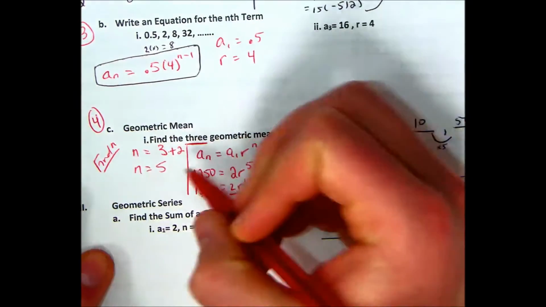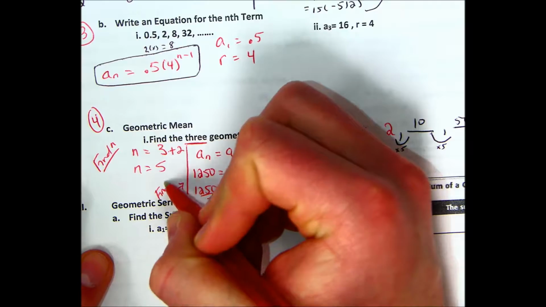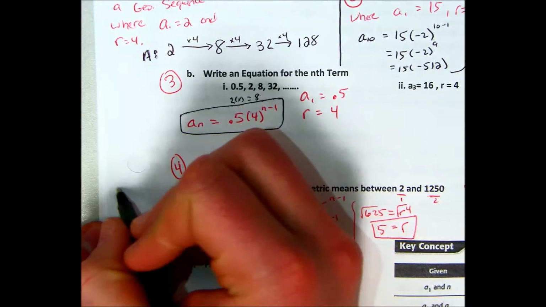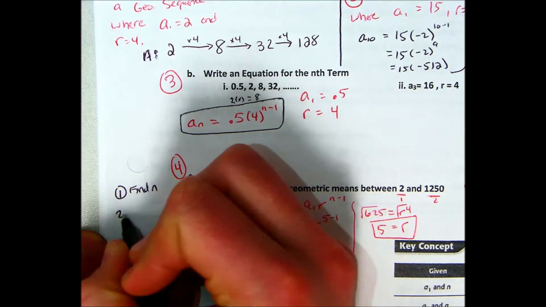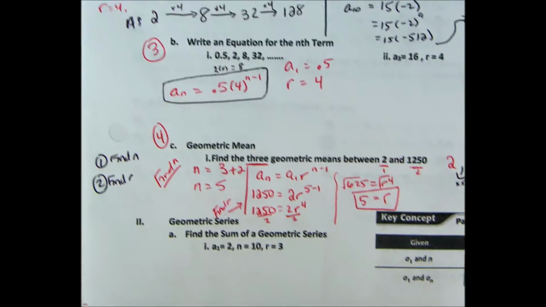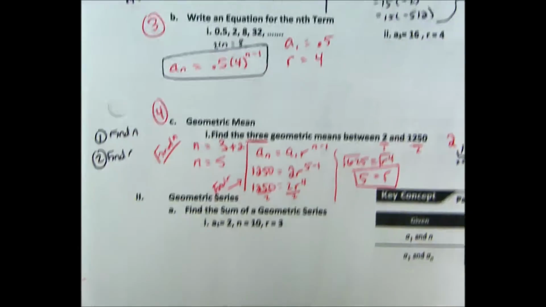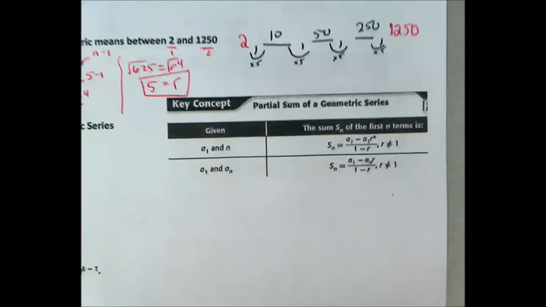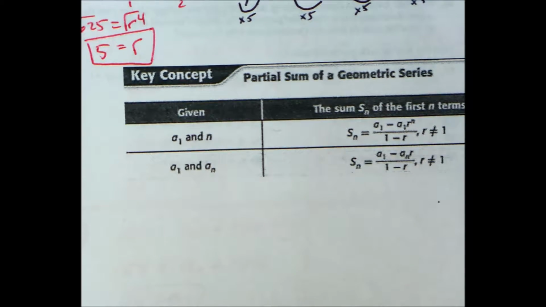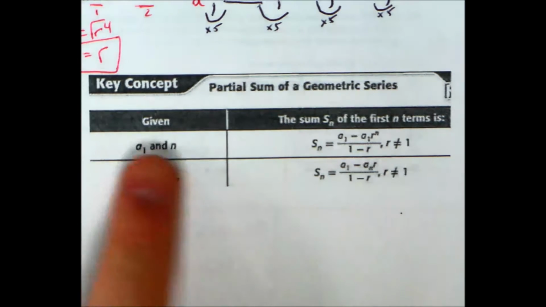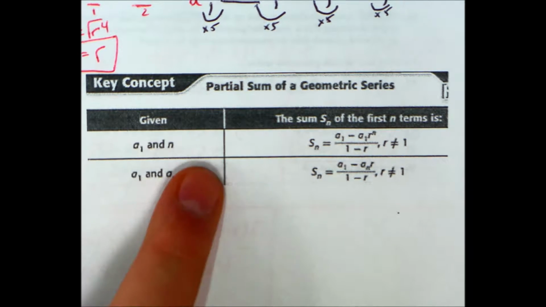And you just write the steps right there. 1, find n. 2, find r. And then the last couple parts, this is kind of that second day stuff: find the sum of the geometric series. Depending on what you're given, you're always going to have an r, and maybe not always an n, but do you have a first term and an n, or do you have the first term and the last term? Which one did they give you? You need to be able to see that and then choose either one.